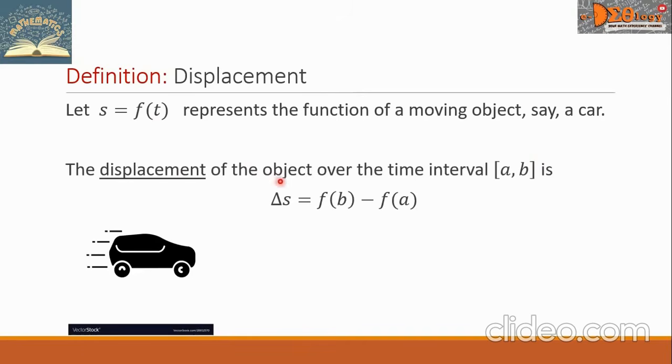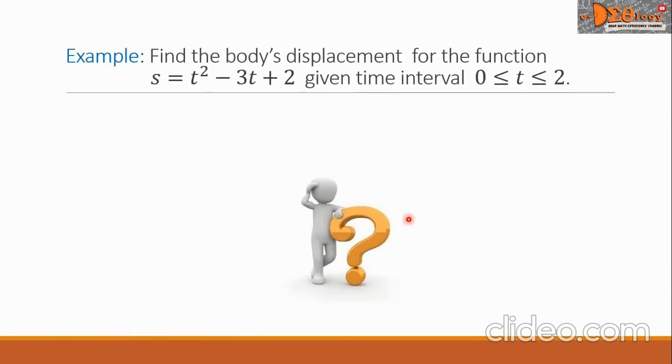The displacement of the object over the time interval from A to B is ΔS = f(B) − f(A). Let us see this example. Find the body's displacement for the function S = t² − 3t + 2 given the time interval where t is from 0 up to 2.